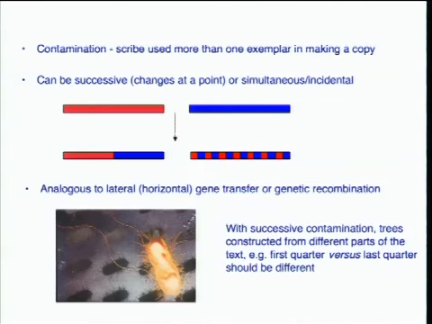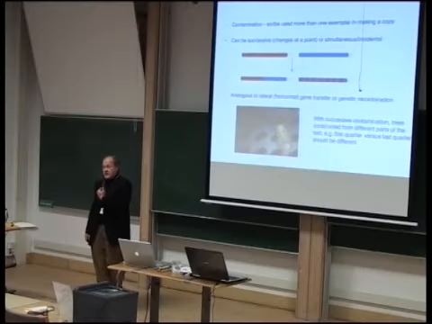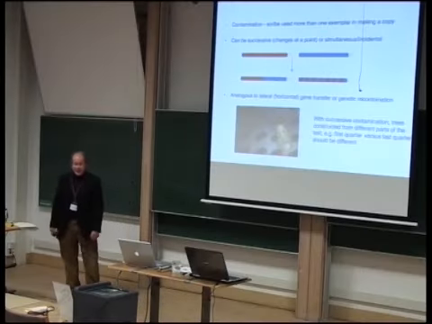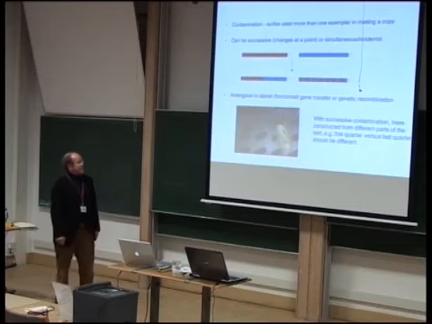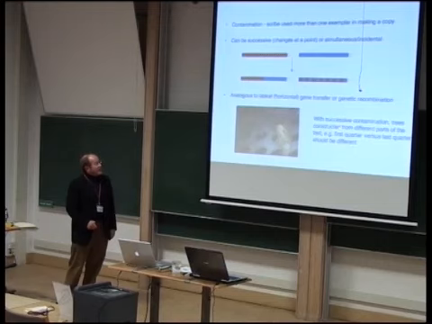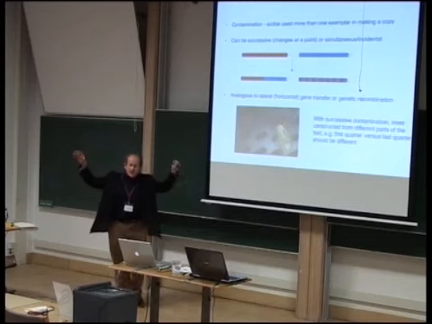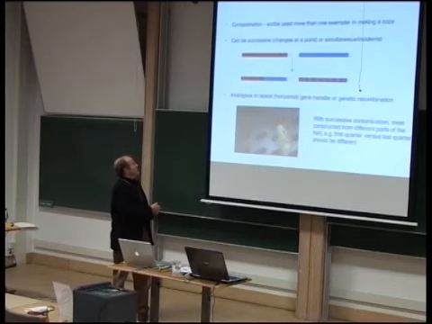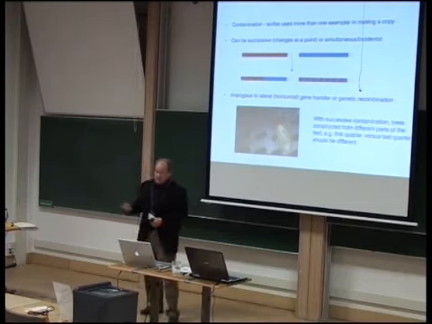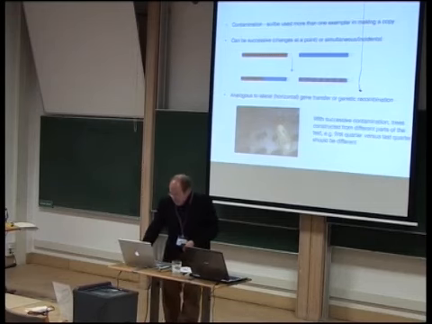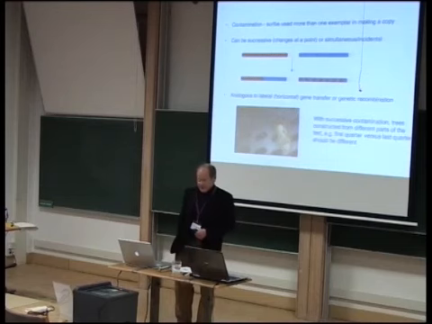So we've been interested to try to see how well we can study the effects, particularly of successive contamination, using these phylogenetic approaches. And what you would expect in the case of successive contamination is that if you construct trees from different parts of the text, say the first quarter and the last quarter, you would get a different set of results. And that's exactly what we find.